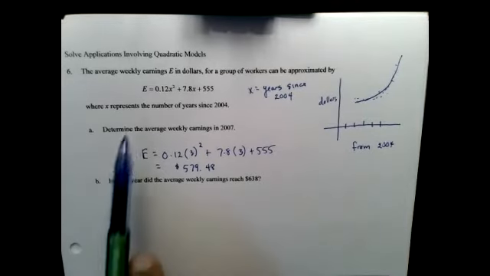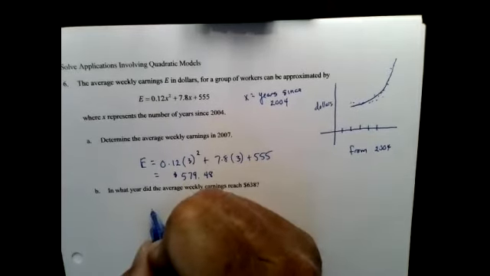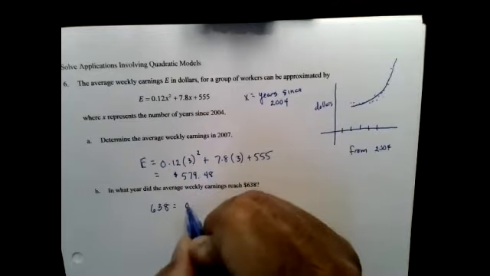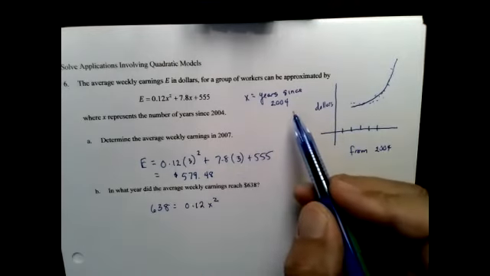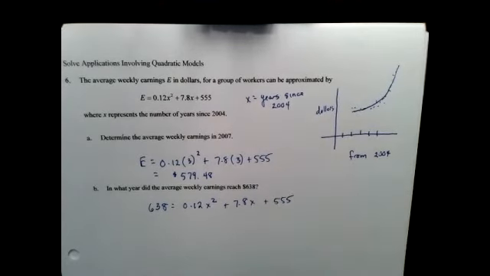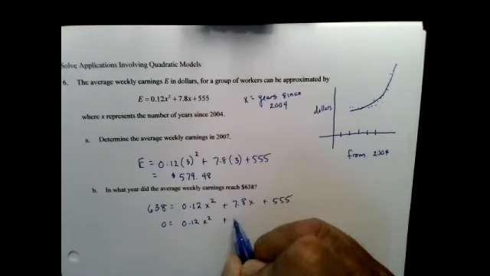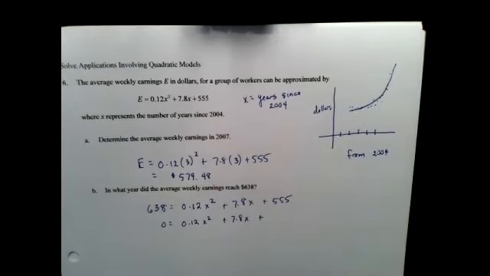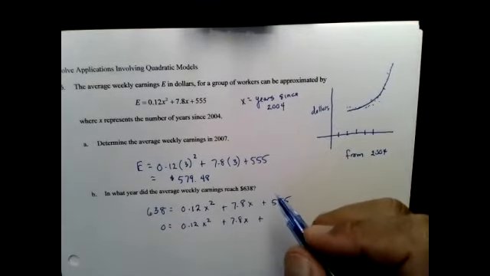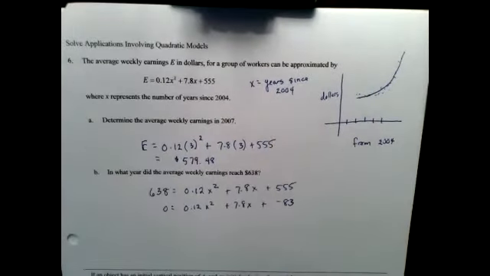In what year, x being the years since 2004, did it reach 638? So I'm going to do a little bit of an opposite here. 638 equals 0.12 times x squared plus 7.8 times x plus 555. Subtract 638 from both sides: 0 equals 0.12x squared plus 7.8x plus 555 minus 638, which looks like it's going to be a negative 83. Not all problems are cute and pretty, by the way, as you can clearly see.